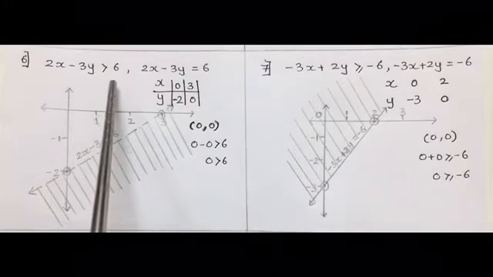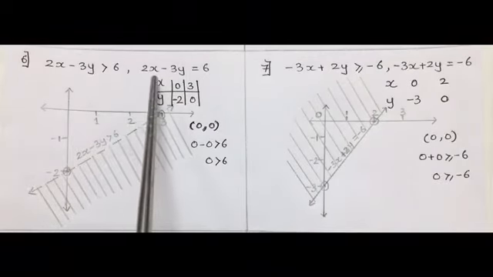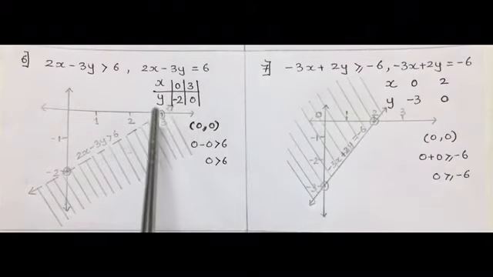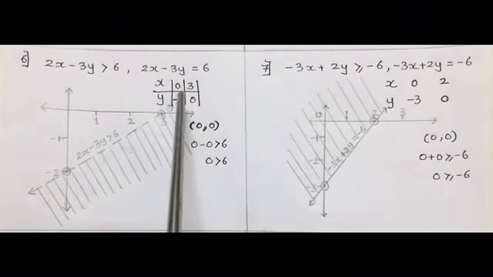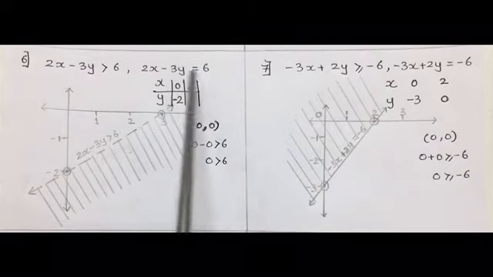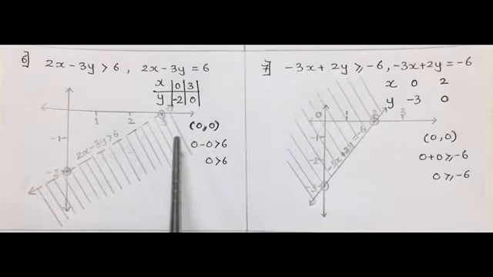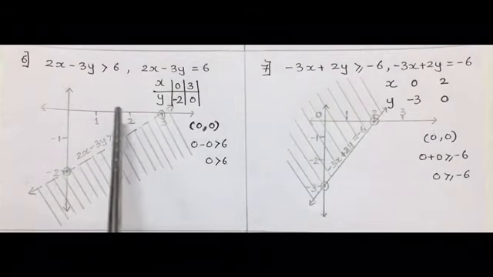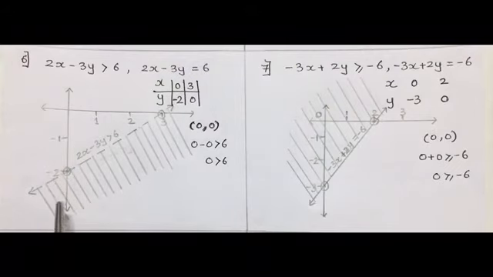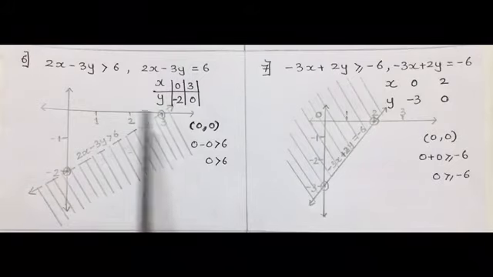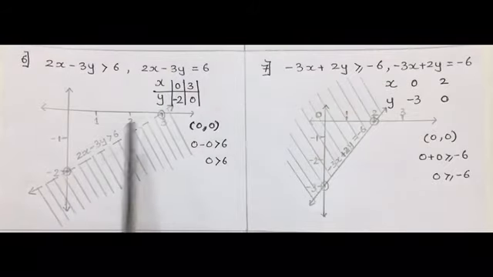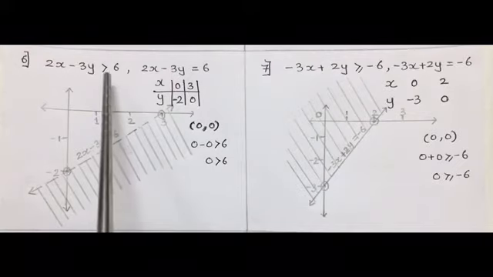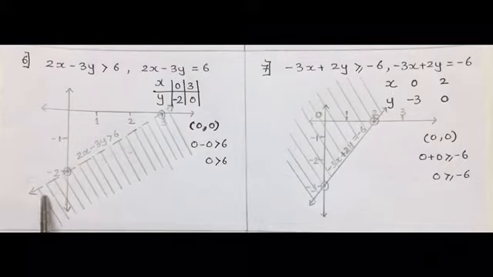Sixth one is 2x minus 3y greater than 6. So to draw the line, we will equate it to 6. So taking one time x as 0, y will be minus 2, and taking y as 0, x will be 3. Now taking up the negative y-axis and positive x-axis, plotting the first point as 0, minus 2, second point as 3, 0, drawing the line. Now as the equality sign is not there, it will be a dotted line.